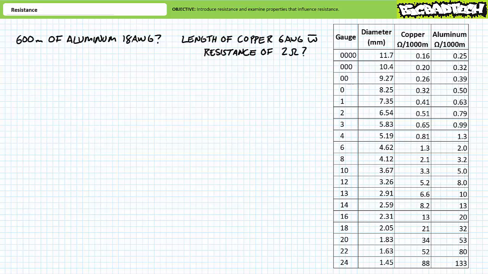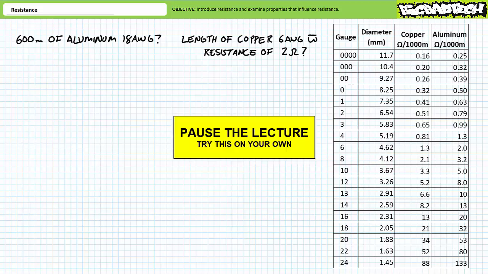See if you can use this wire table to determine the properties of interest for these example problems. Determine the resistance of 600 meters of 18-gauge aluminum wire. Next, determine the length of a copper 6-gauge wire that is known to have a resistance of 2 ohms. By all means, pause the lecture and try this on your own.